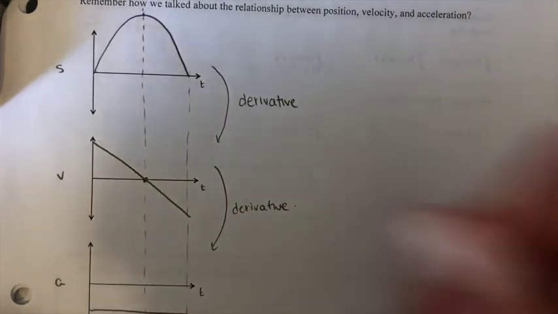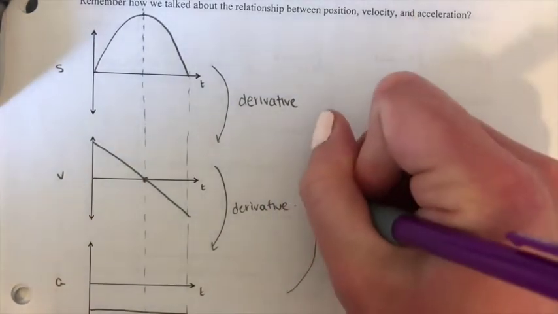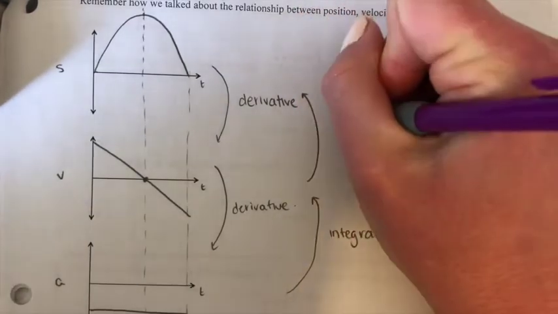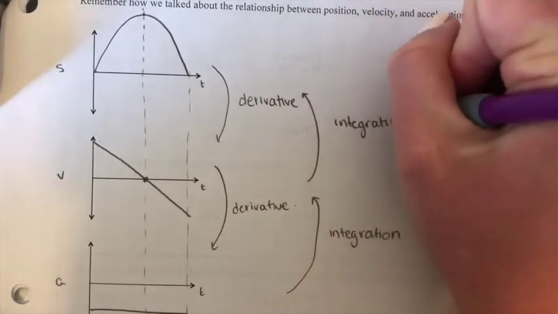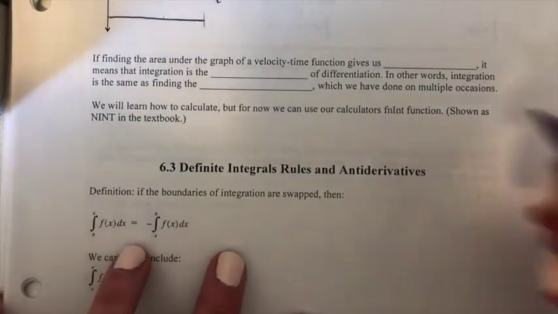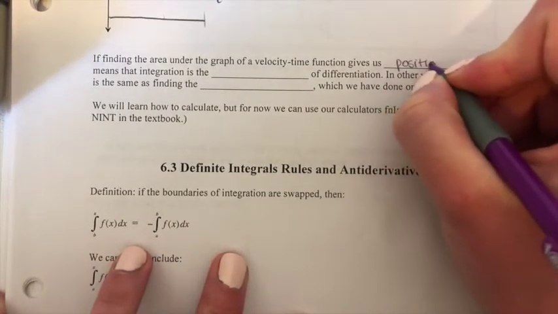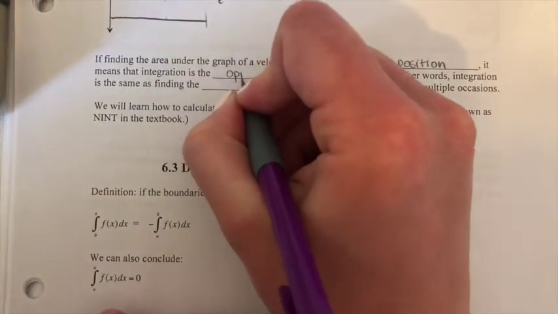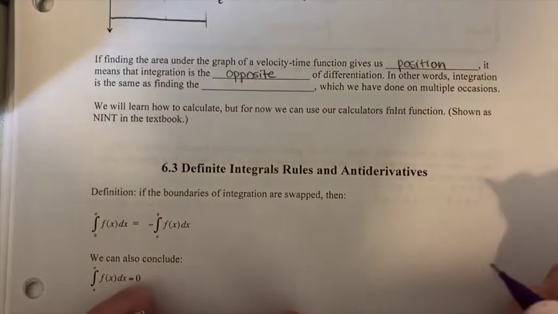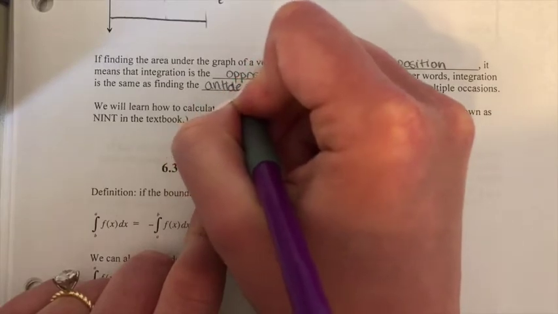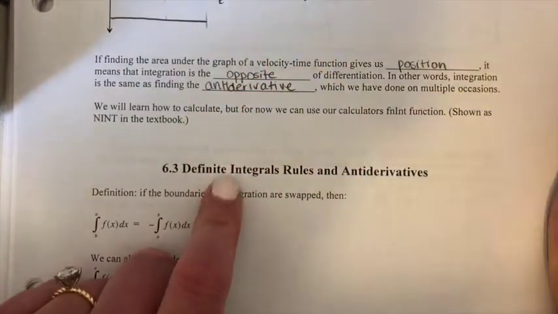How that's related to integration is basically the opposite. So if we go backwards, we are doing integration. So if finding the area under a graph of a velocity time function gives us position, it means that integration is the opposite of differentiation. In other words, integration is the same as finding the antiderivative, which we have done on multiple occasions.